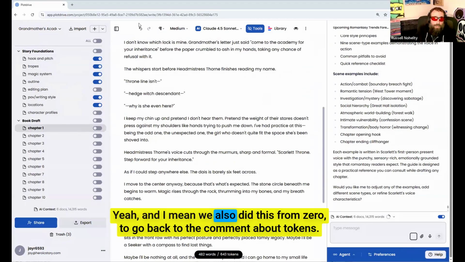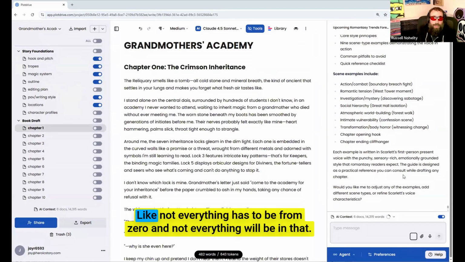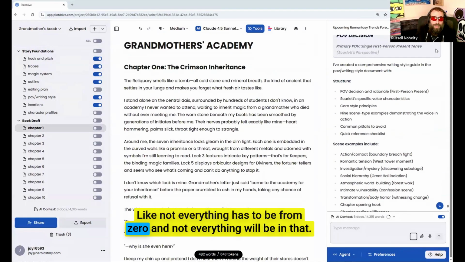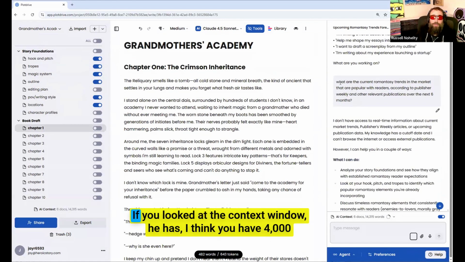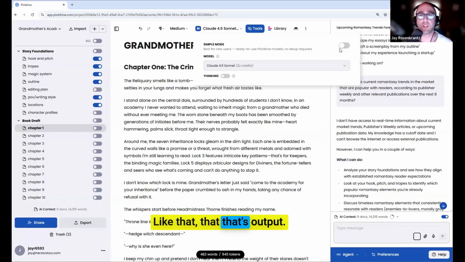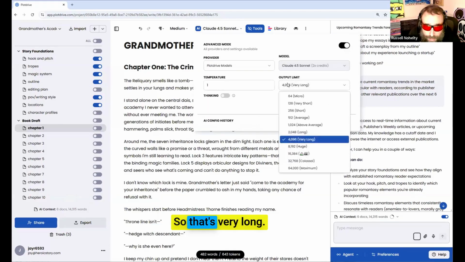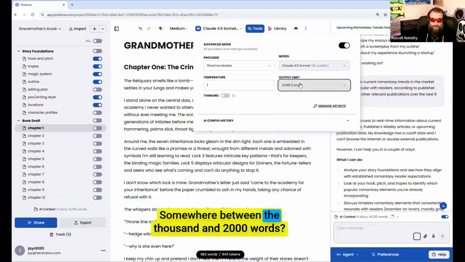Yeah, and I mean, we also did this from zero, to go back to the comment about tokens. Not everything has to be from zero. If you looked at the context window, I think you have a 4,000 token max or something like that. Oh, yeah, in terms of that's output, yeah. So that's very long. It says very long. So a normal chapter is about that length, somewhere between 1,000 and 2,000 words. Yep.